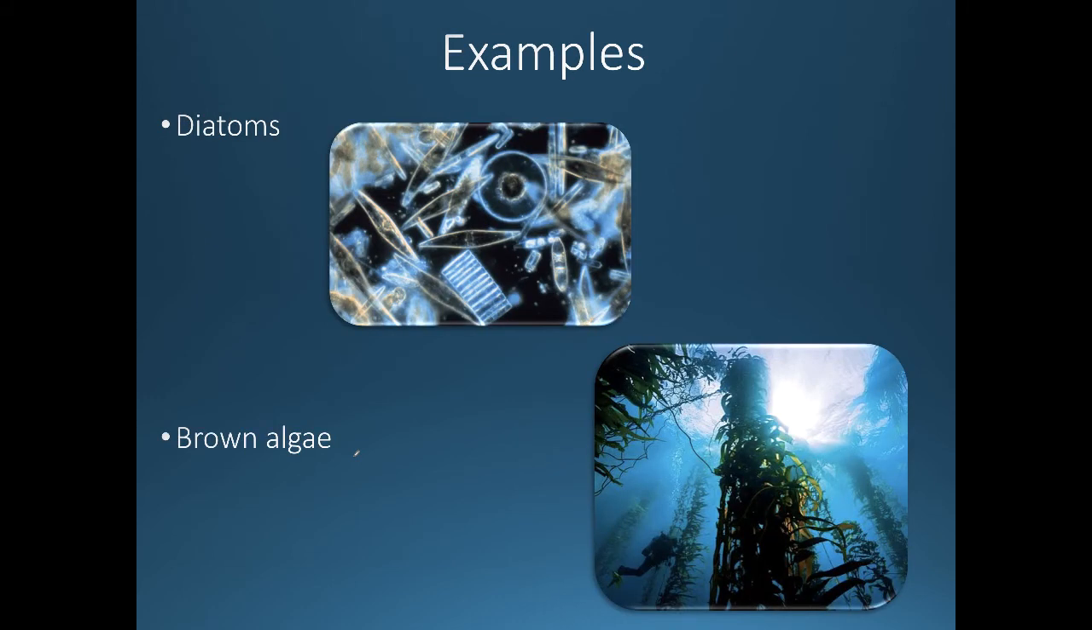There are two main groupings that I'd like to talk about. The first are the diatoms, and we've talked about these before because of that glass-like structure they form. And then the brown algae that form these really massive kelp in these large kelp forests.